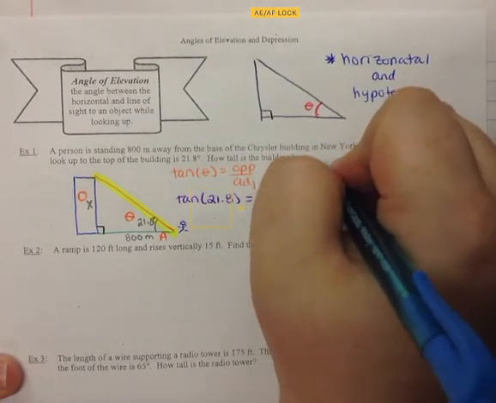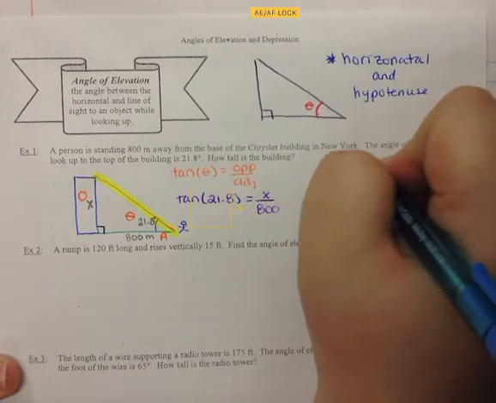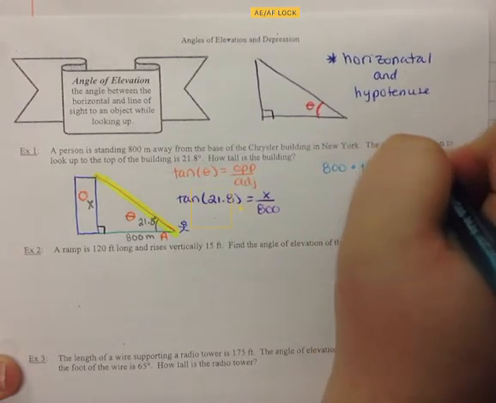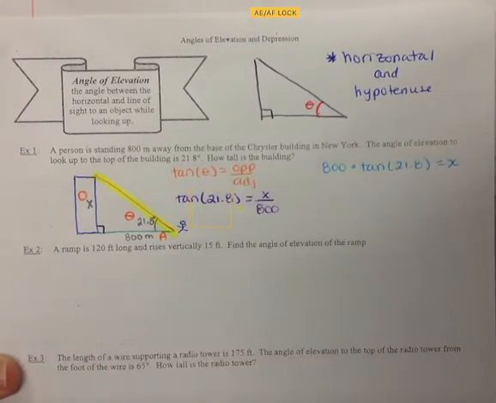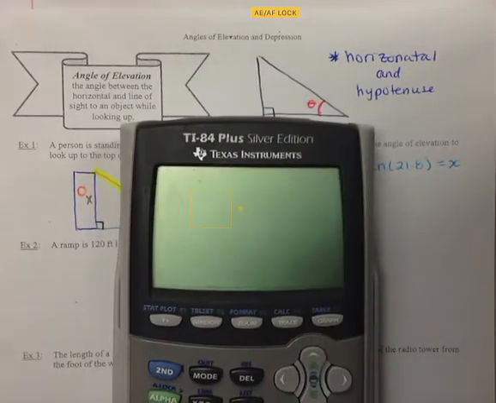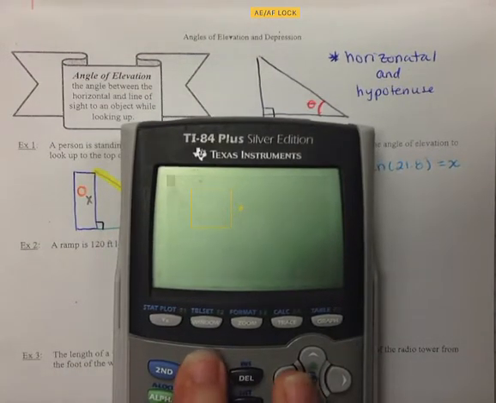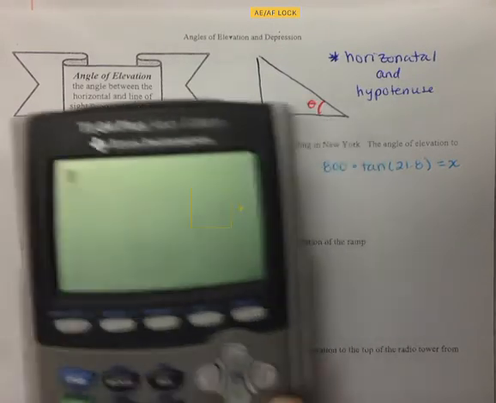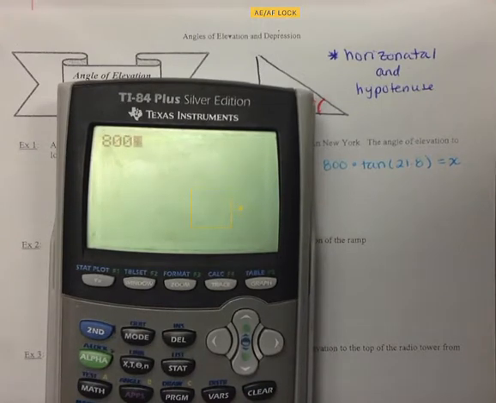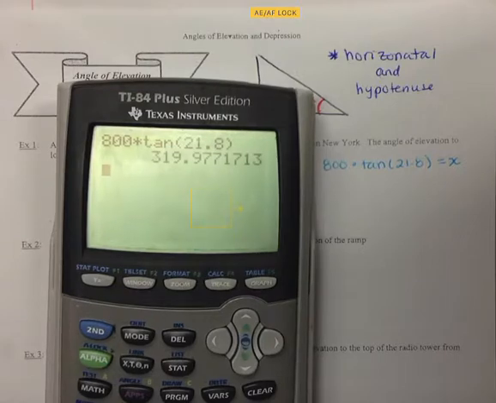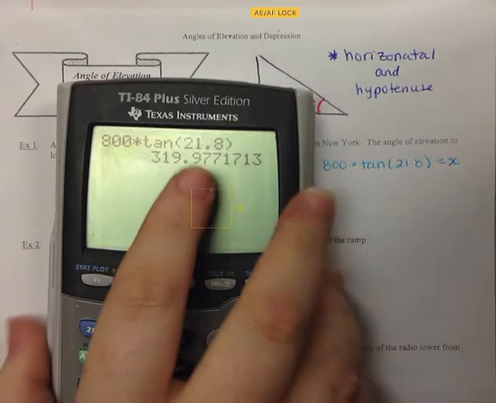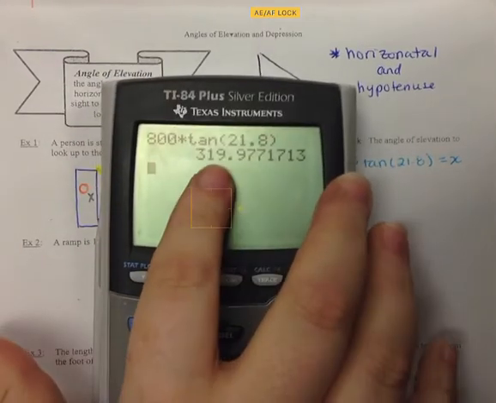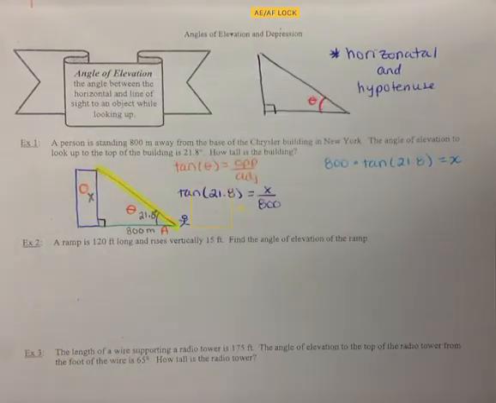So we have our 800 times our trig, tangent of 21.8, and that'll give us our x. We have to make sure our calculator is in degree mode. So when we turn our calculator on, we go to mode, we check to see if it's in degree. It is, so that means we can go ahead and type this in. So we have 800 times tangent of 21.8, close parentheses. We get roughly 319.98. So roughly 320 meters tall.